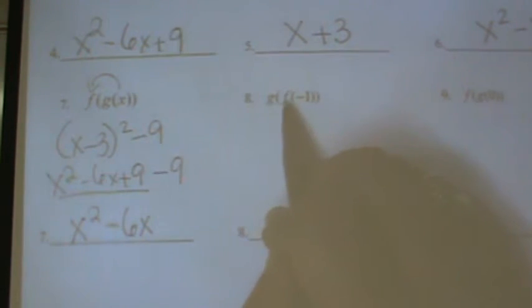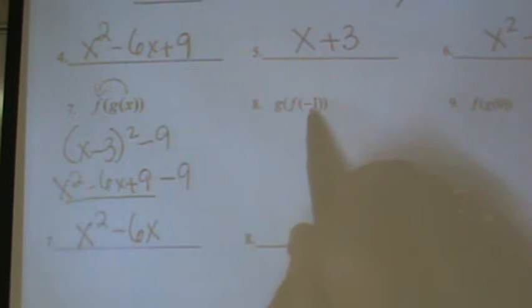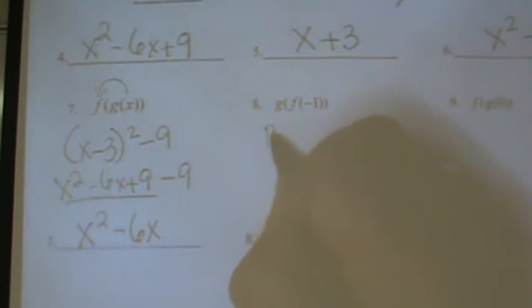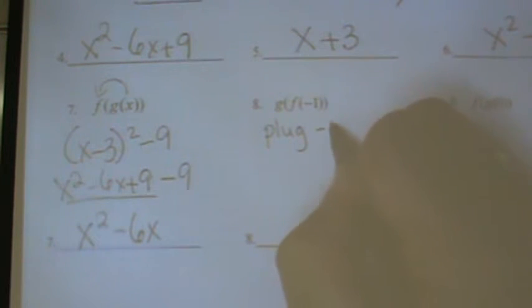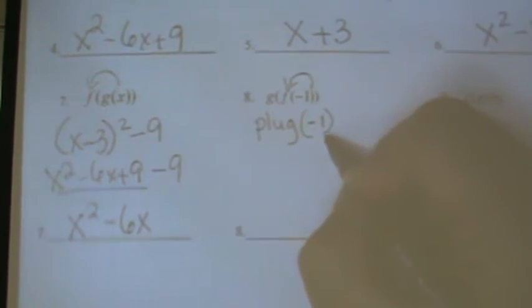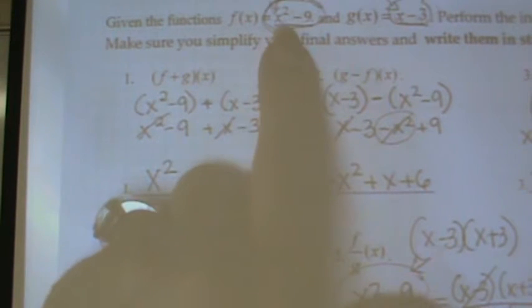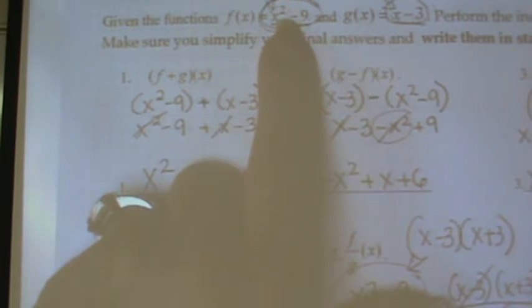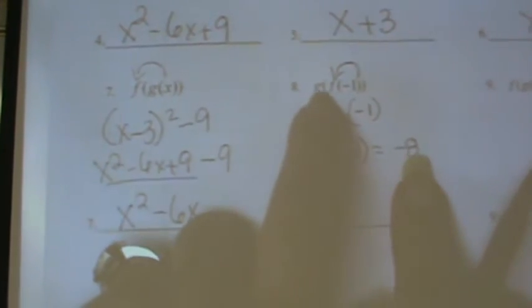All right, what is this one telling you to do? G of f of negative 1. What is it saying to do? Plug negative 1 into where? In the f function. So let's plug negative 1 in here. What's negative 1 squared? What's 1 minus 9? Negative 8. So f of negative 1 is negative 8 when you plugged it in. Now you're going to plug negative 8 in the g function.